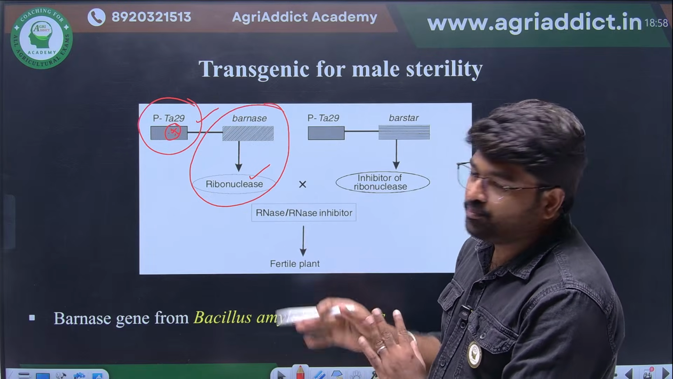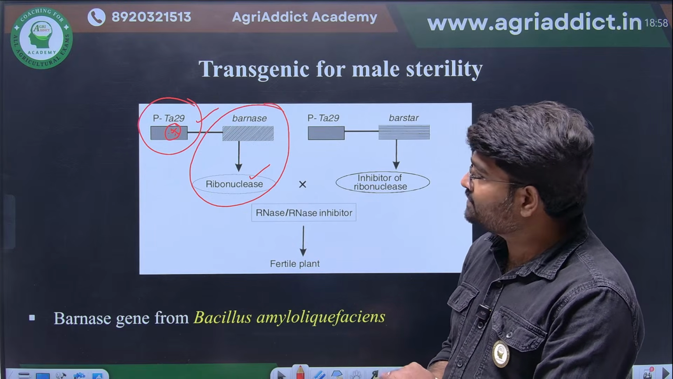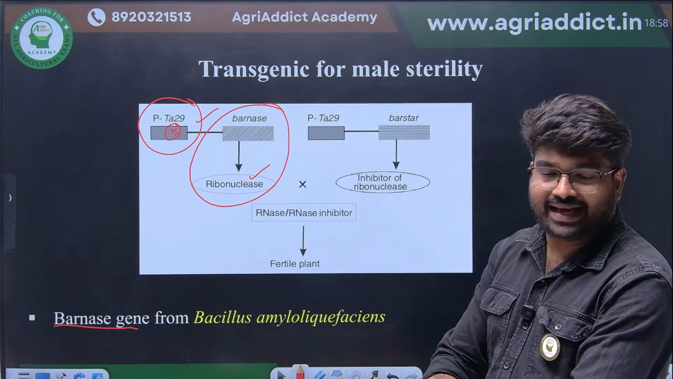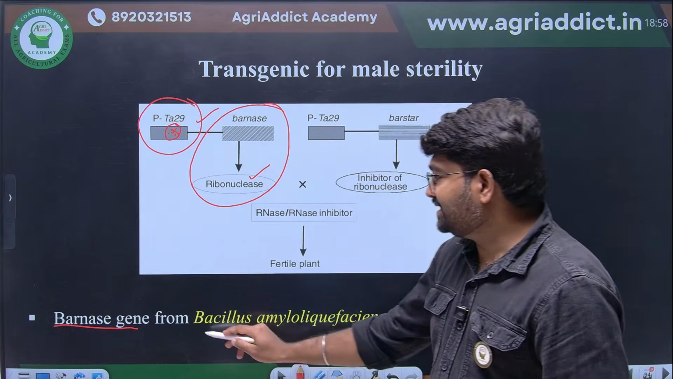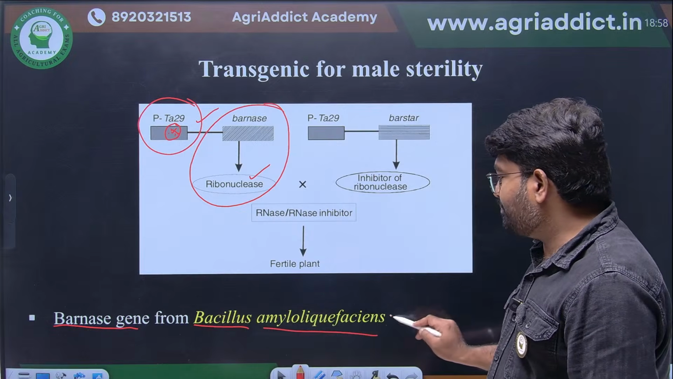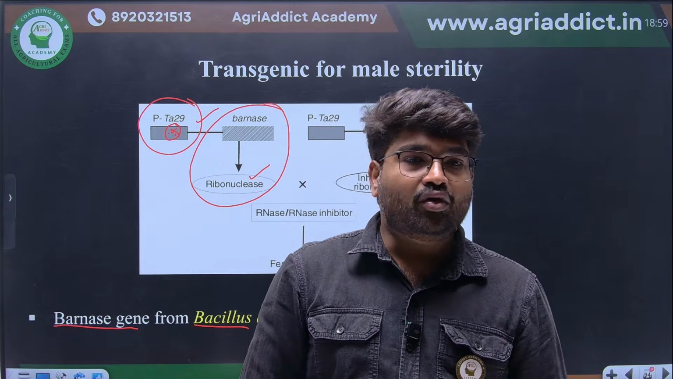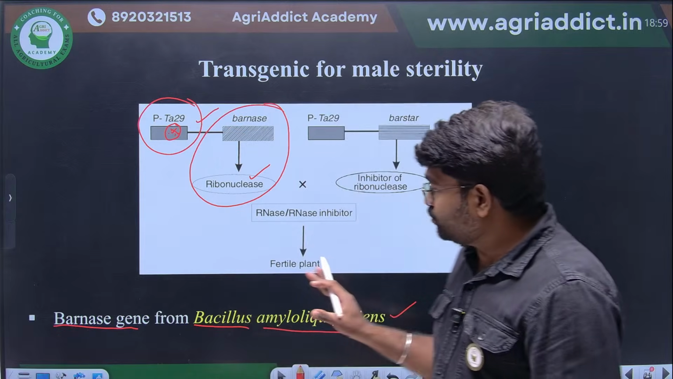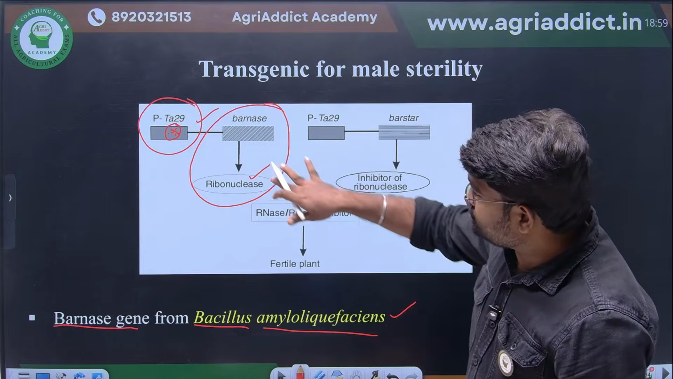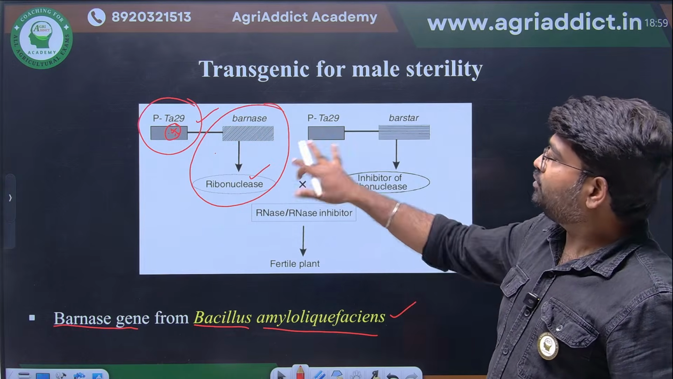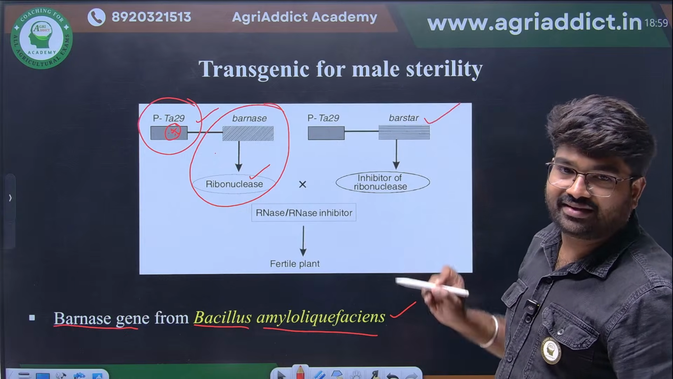The most important question they will ask is, what is the source of this Barnase gene? The source of the Barnase gene is Bacillus amyloliquefaciens. And the most important thing, if we want to convert the sterile plant into a fertile plant, we have to cross that with the Barstar gene.